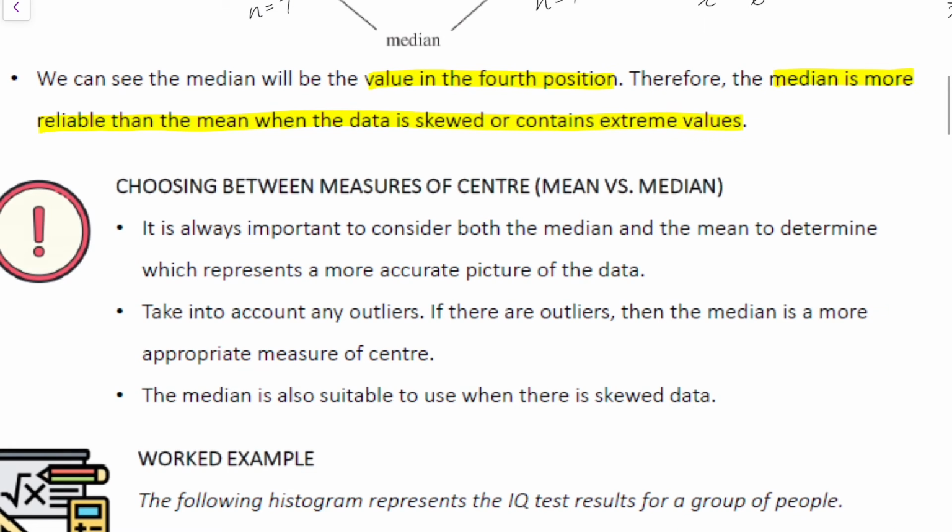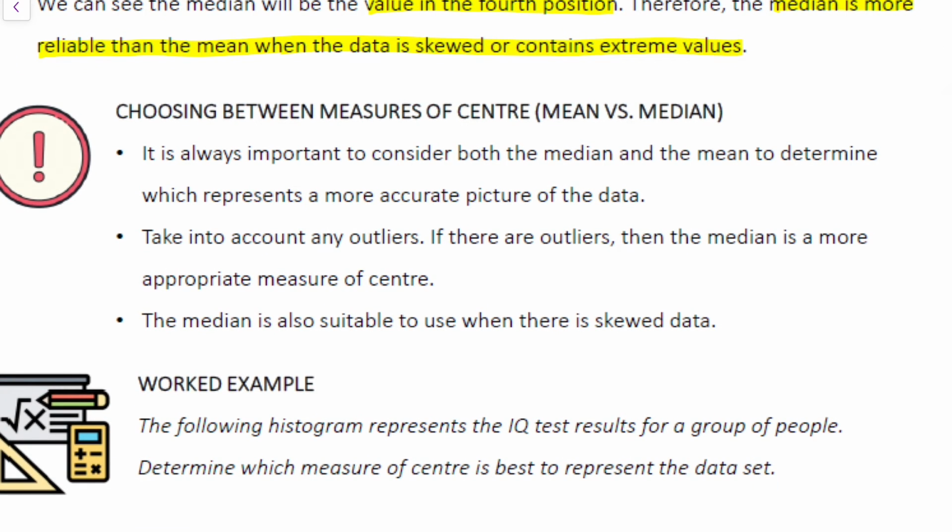Now, when it comes to choosing between measures of centre and spread, so this is like the mean versus median debate, it's always important to consider both the median and the mean to determine which represents a more accurate picture of the data. Take into account any outliers. If there are outliers, then the median is a more appropriate measure of centre, and the median is also suitable when there is skewed data.